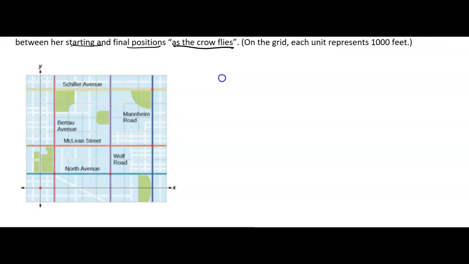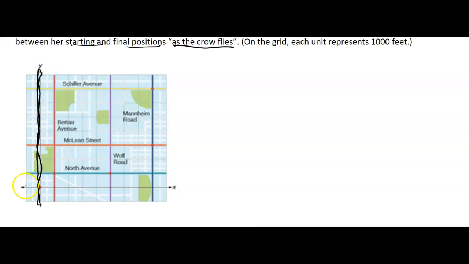Okay, so here's our graph. This is the y-axis right here. Well, pretend like I drew that straight. And then this is the x-axis right here. Now, when she makes these stops, she's starting here, and she's going to this spot, then this spot, then this spot, and then finally she's going up here.